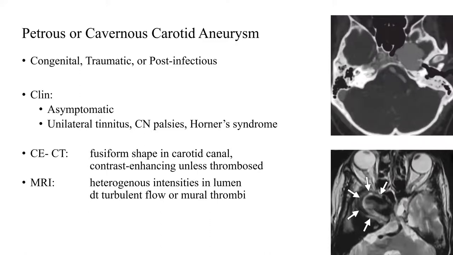On contrasted CT scan, you usually see a fusiform shape, as with any other aneurysm, but the location in the carotid canal, as you can see in the top picture, is quite characteristic, giving a clue to the diagnosis. It would usually be contrast enhancing because it's an aneurysm, but you can get a non-contrast enhancing lesion if it has already thrombosed. And then on MRI, you can see heterogeneous intensities in the lumen, which are caused by both turbulent flow in the aneurysm and also mural thrombi.